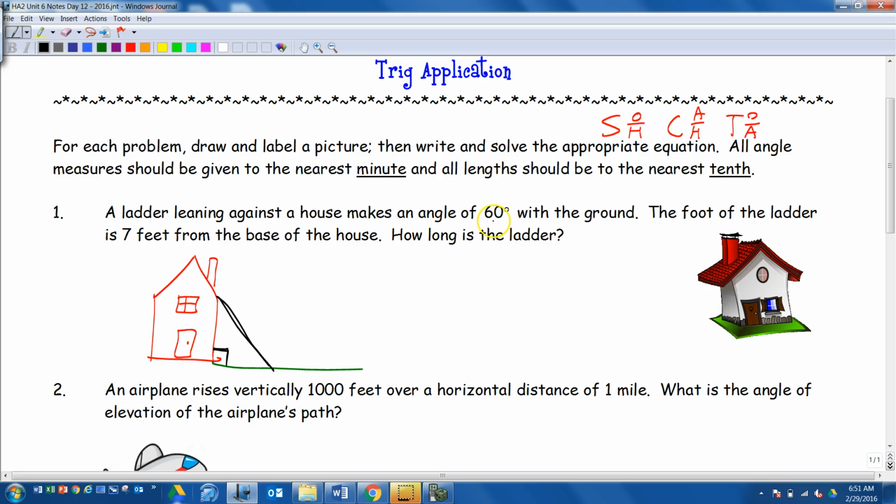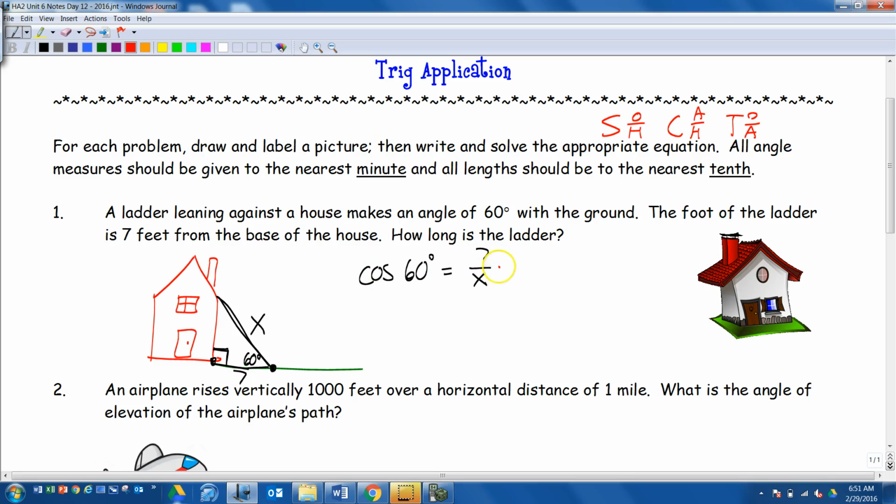We know that the angle is 60 degrees from the ground, so it's there. The foot of the ladder, so the bottom of the ladder, is 7 feet from the bottom of the house. So this length is 7. We need to know how long the ladder is, x. Okay, so there's my triangle. I have an angle, I have the adjacent side to that, so I'm going to set up my trig function. If it's adjacent over hypotenuse, it's going to be a cosine function. Cosine of 60 degrees is equal to adjacent over x.